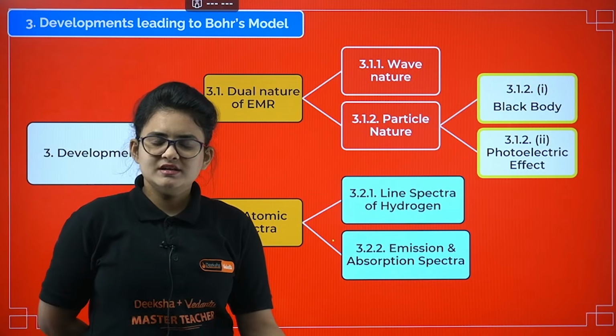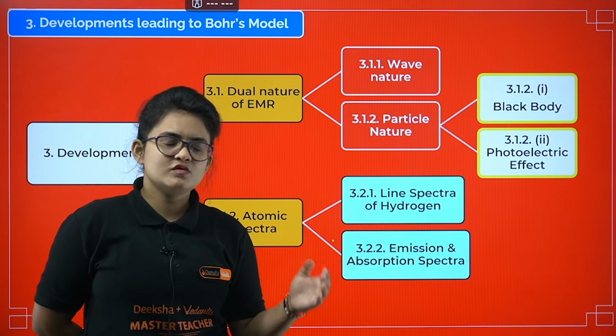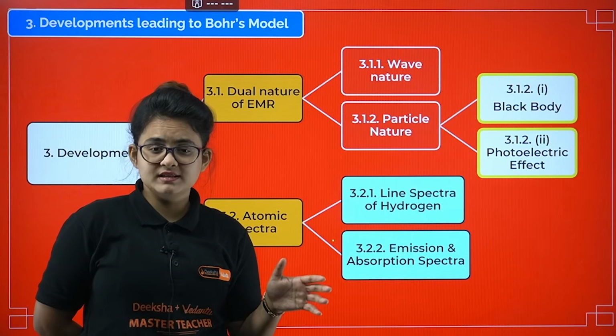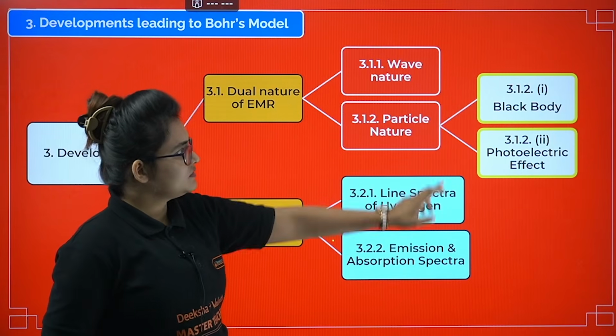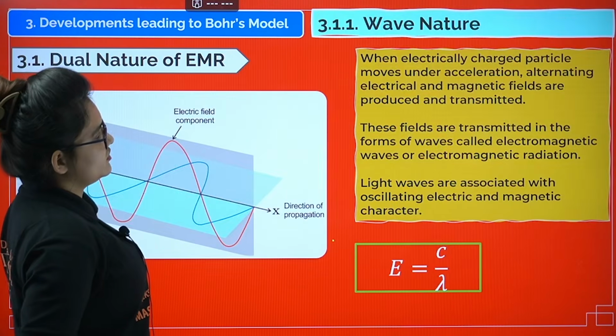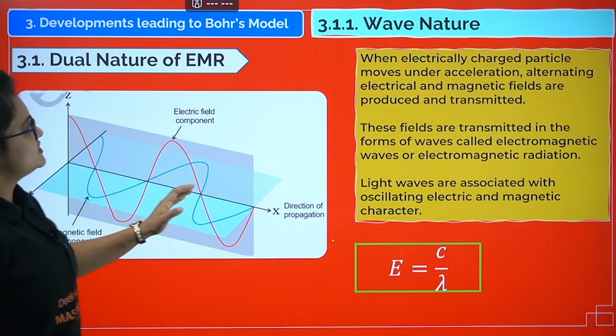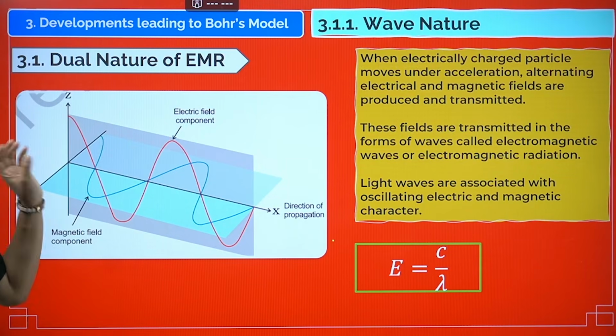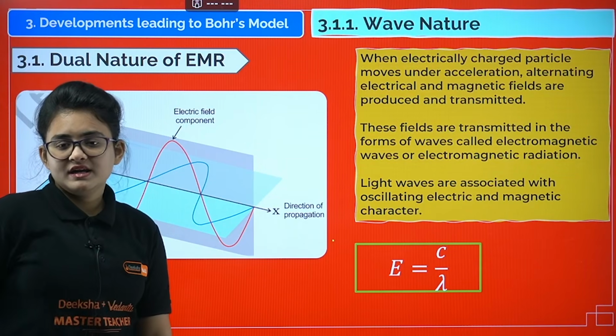In the wave nature, in light also, there are so many wave natures we have seen. In particle nature, we will discuss the black body and photoelectric effect. So this is the dual nature. First, we will discuss the wave nature, that is the electromagnetic radiation.